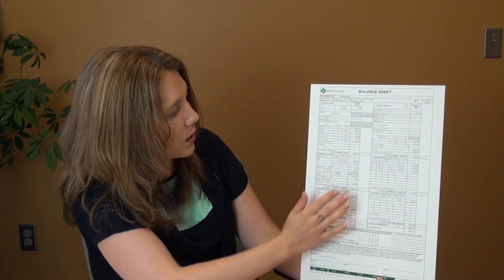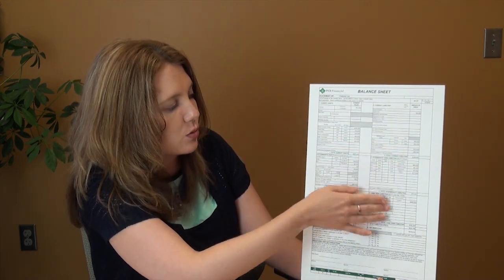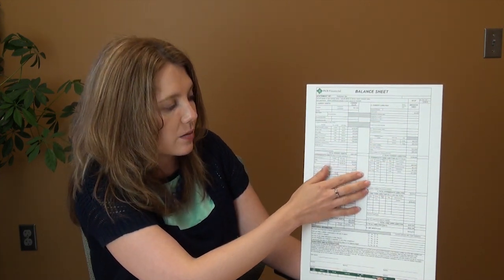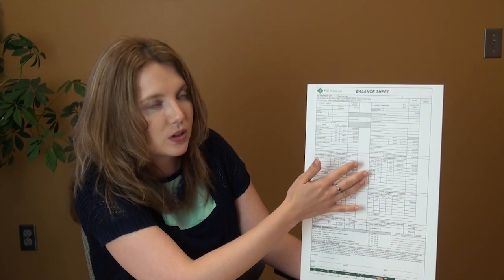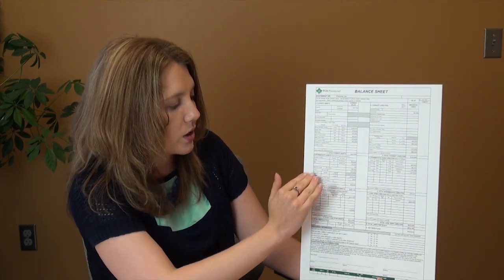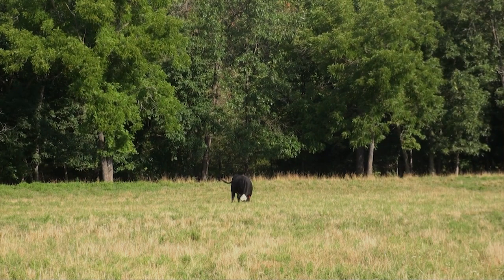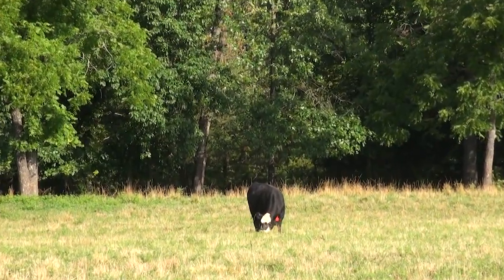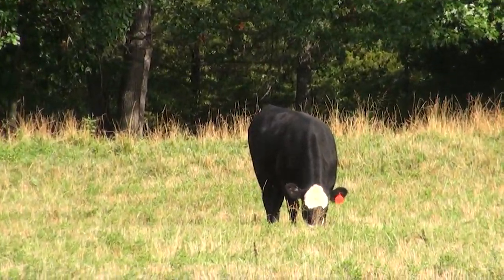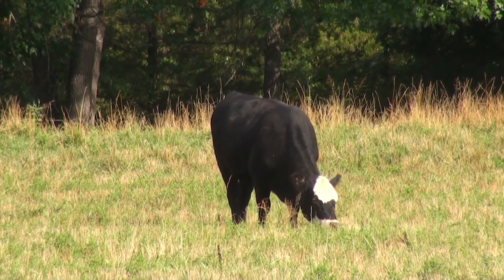Once you get done with your current liabilities, you would move down to your intermediate liabilities. Again, these are due in the next 1 to 10 years, and they would correspond with assets on the other side of the balance sheet. So here we have someone who had owner-financed cattle, and even if the debt isn't reported to the credit bureau, but you owe it, you should include it on your financial statement.